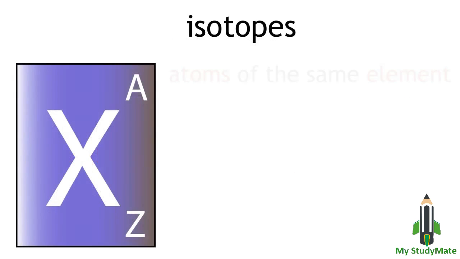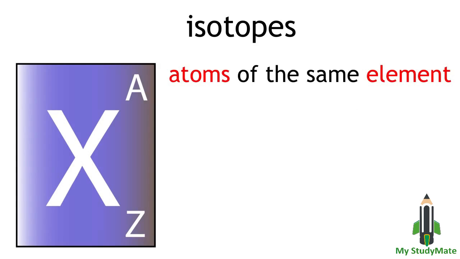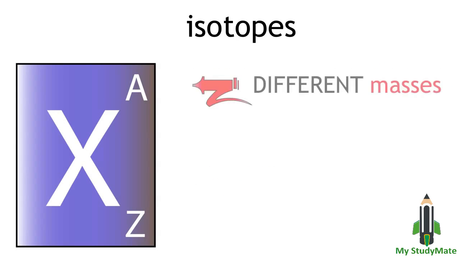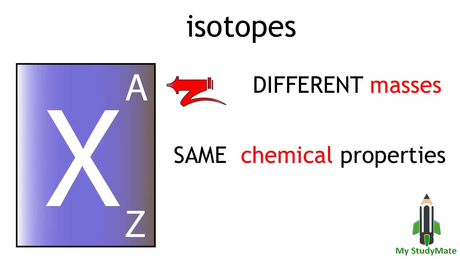So, isotopes: atoms of the same element with the same number of protons but a different number of neutrons. They have different masses. Their chemical properties are exactly the same.